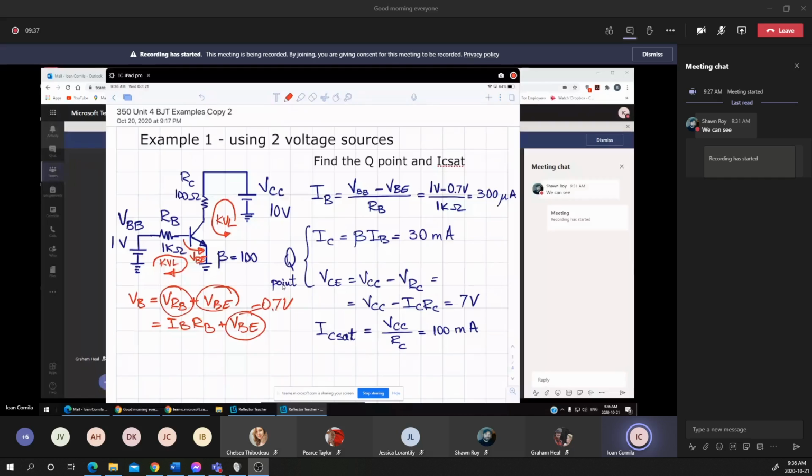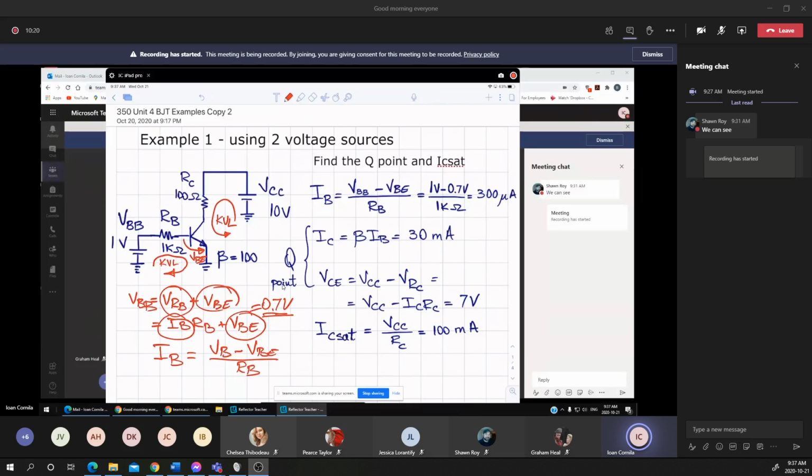Now I'm trying to find the value for the VBE, which is actually equal to 0.7 volts. Remember that the condition to use a transistor in the active region is that the base emitter junction must be forward biased. Means that replacing the VBE with 0.7 volts, and I'm looking for an equation in order to find the IB. From this equation, the IB is the VBB minus the VBE divided by the resistance RB.